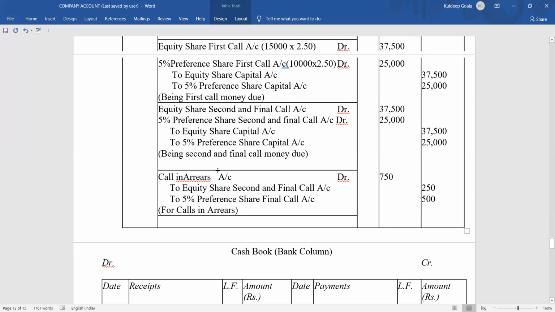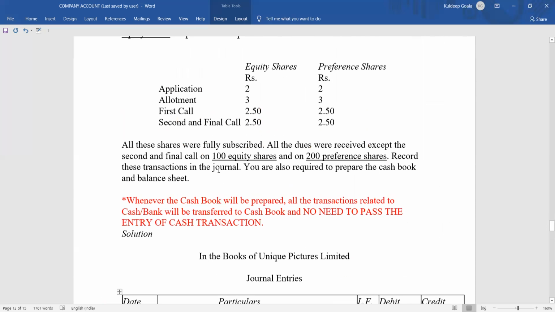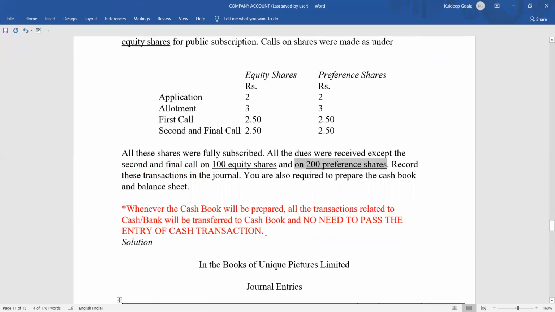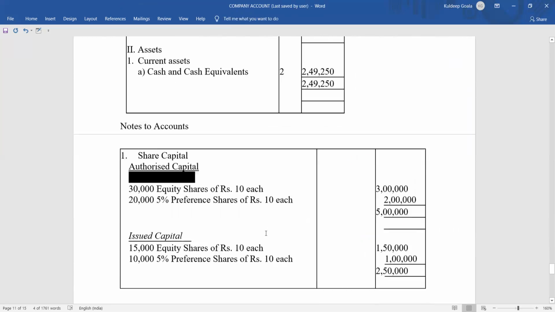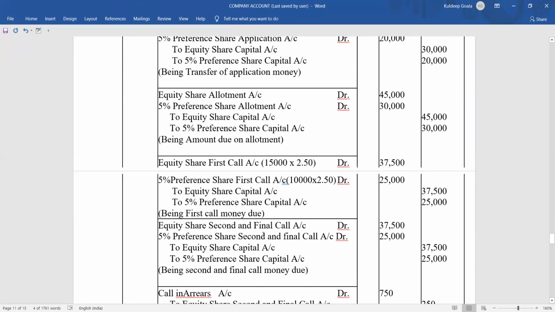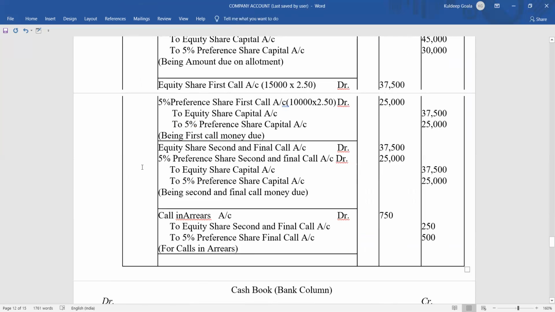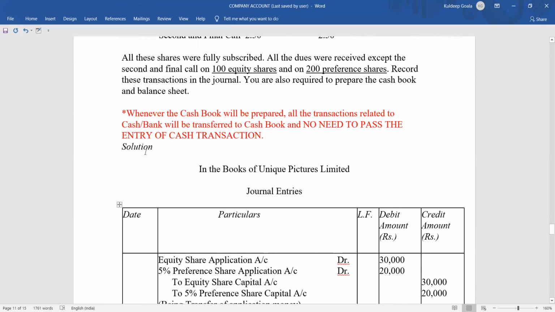Right? Now comes the receive entry. In case of receiving the money, I'll just show you the workings. 100 equity shares have not paid and 200 preference shares have not paid. Now let's find out the call scenario. That will be the easiest way to find out. We know what amount of money we are supposed to receive and how we are going to do it. So I'll show you here. It will be very, very easy for you all to understand. It will be easy, there's no problem.